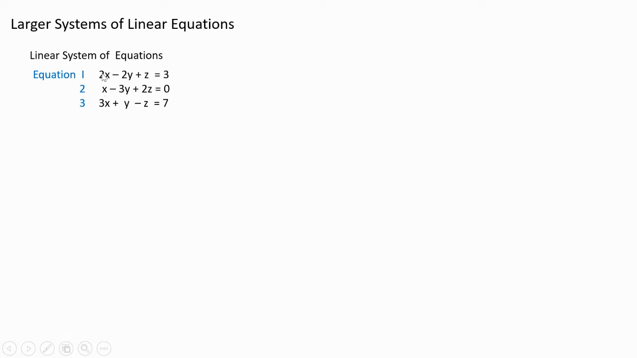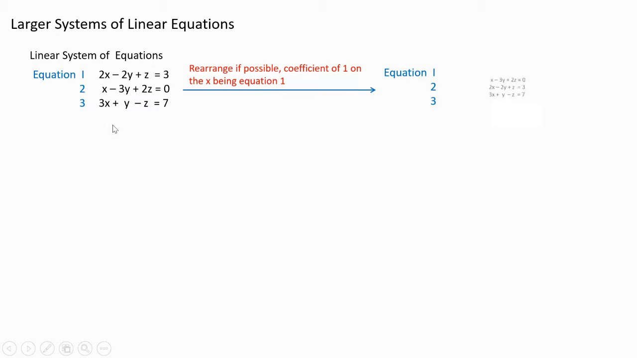Okay, so guys, at the beginning, we try to rearrange them so that we have an x with a coefficient of 1 on equation number 1. So I'm going to rearrange if possible, like I said here, with a coefficient of 1 on the x in equation 1. So I'm going to switch equations 1 and 2. Right, so I just switch 1 and 2. So this is what I'm going to be solving.